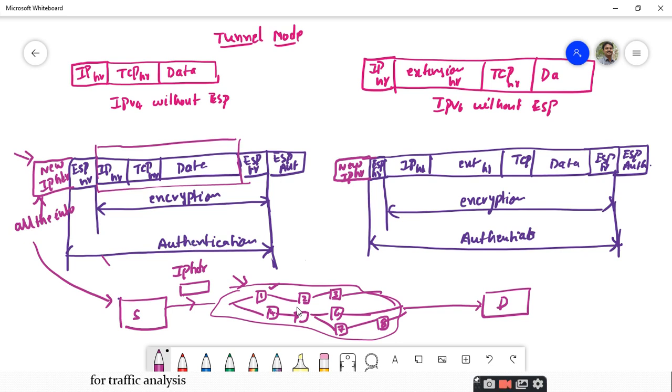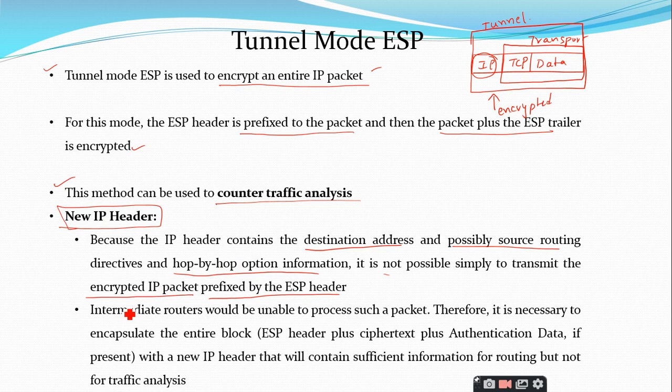So, the intermediate nodes will not have any idea of the destination address and the next hop address or routing information. So, for this purpose, to transmit the packet from the source to the destination via a number of intermediate nodes or routers, you have to prepare one new IP header which should precede this ESP header. Otherwise, the intermediate routers would not be able to process such a packet. Therefore, it is necessary to encapsulate the entire block, that is the ESP header plus the ciphertext plus authentication data.